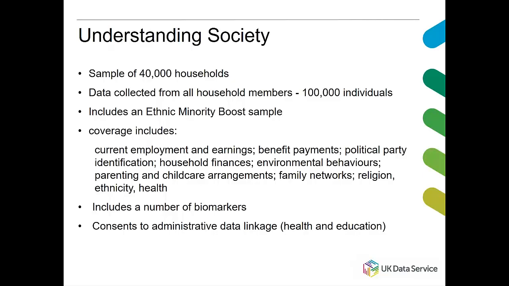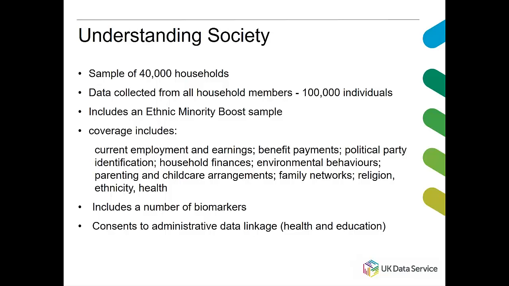And here's an example. So I mentioned we had a survey which has got a sample of 40,000 households, and this is the one called Understanding Society. It's the household panel survey, so it collects information from all of the household members. So it has around 100,000 individuals there. One of the key features as well is that it includes an ethnic minority boost.